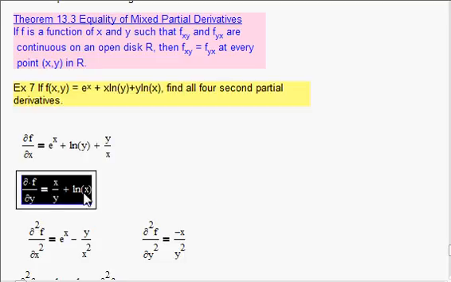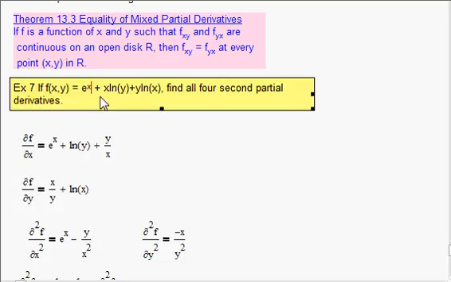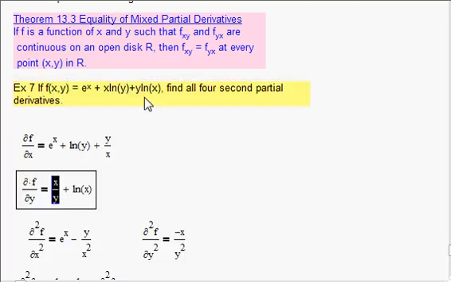Here's the partial with respect to y. Derivative of e to the x would be the derivative of a constant with respect to y, so that's 0. The derivative of x times the ln of y is going to be x divided by y, because x is a constant and derivative of y is 1 over y, so there's that part. And the derivative of y times the ln of x, well, the derivative of y is 1 and ln of x is a constant, so it's just plus ln of x.